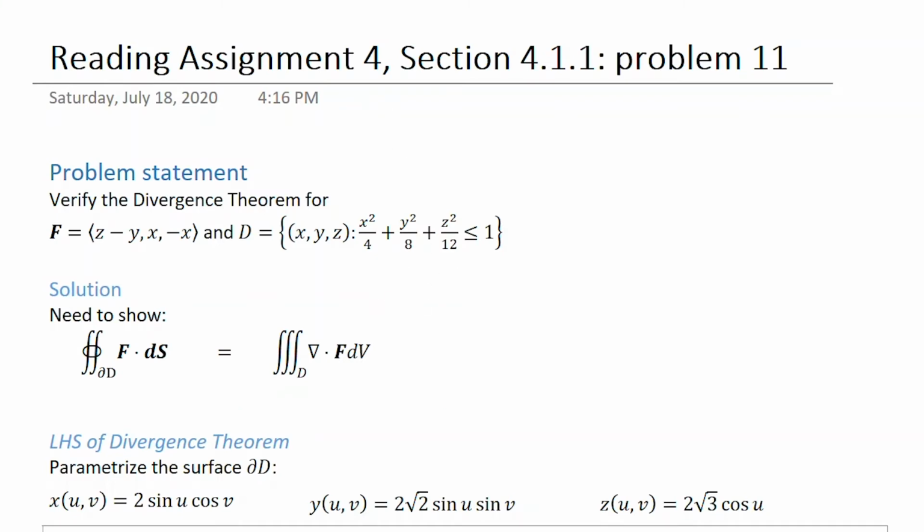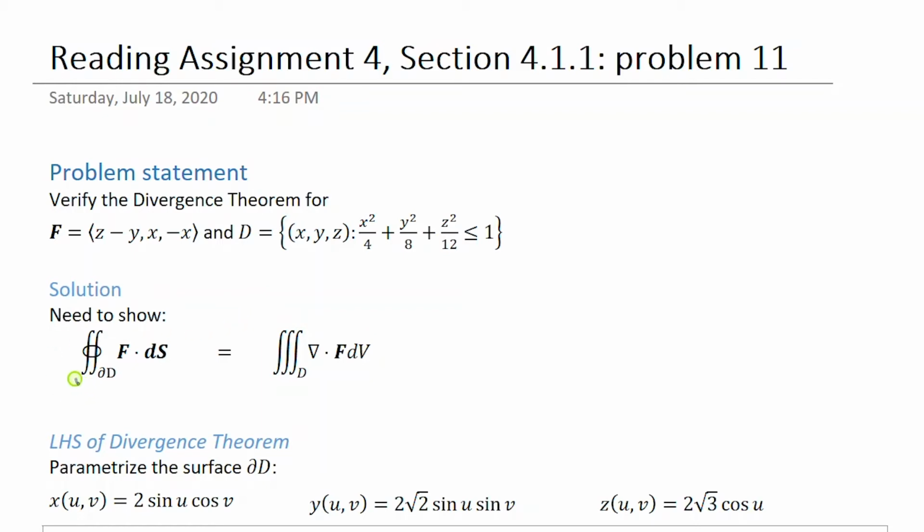Let's do reading assignment 4, section 4.1.1, problem 11. The question asks to verify the divergence theorem for the vector field given by z minus y, x, and negative x, and the region D given by the points x, y, z, where this expression is less than or equal to 1. So what we need to do is show that the left-hand side of the divergence theorem and the right-hand side of the divergence theorem are the same.